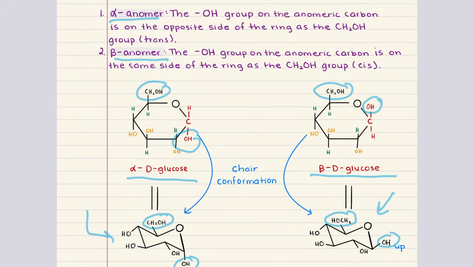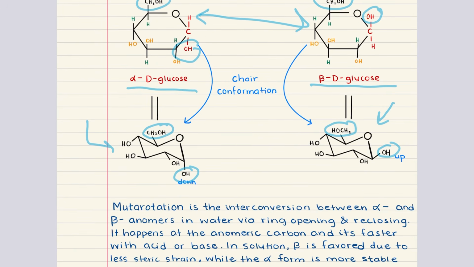Now, here's something that's really interesting. Once the ring is formed, these two forms can actually interconvert. This is a process called mutarotation. Mutarotation occurs when the rings open up into the linear form and then reclose. When it does, the OH on the anomeric carbon can flip and switch the sugar from the alpha to the beta or beta to the alpha form. This interconversion happens spontaneously in water, and it's even faster in the presence of an acid or a base.